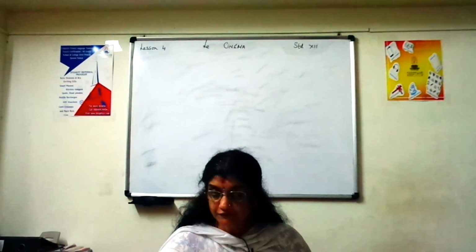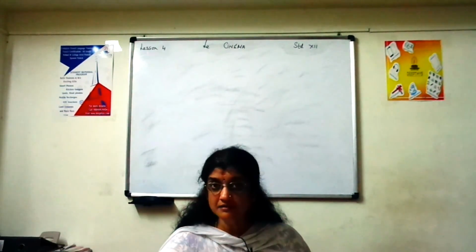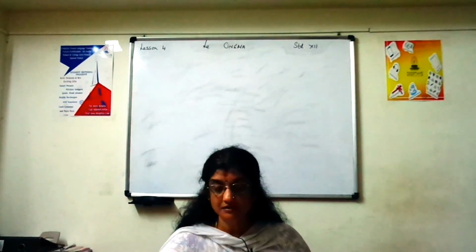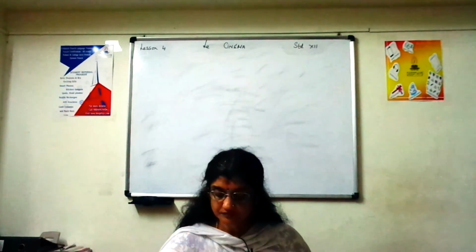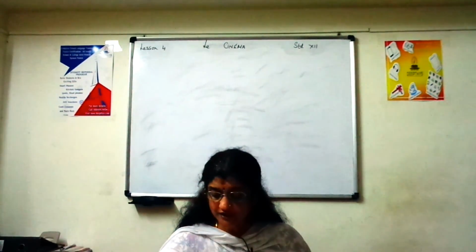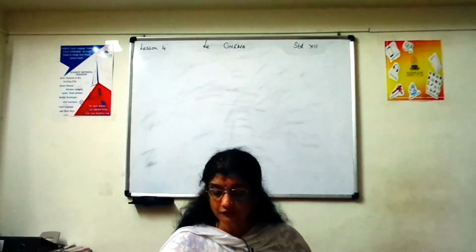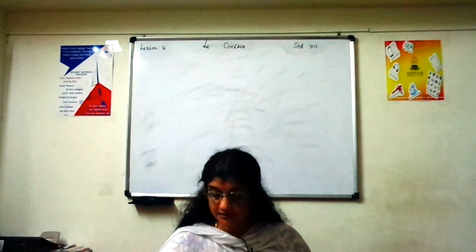Second one, c'est affreux, which means it's frightening. So this indicates it's negative. So you write negative. Third one, c'est remarquable. It's remarkable. So it is positive. Fourth one, c'est un échec total. It means it's a total failure. So it is negative.